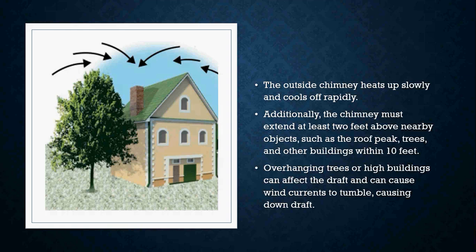Is the chimney extending at least 2 feet above any nearby objects, such as the roof peak, trees, or other buildings within 10 feet? Is it there? If it isn't, there you go. You already found one clue to the puzzle there, Sherlock. You need to figure out the rest. Overhanging trees or high buildings can affect the draft and cause wind currents to tumble, causing a downdraft. Because remember, it's an obstruction.